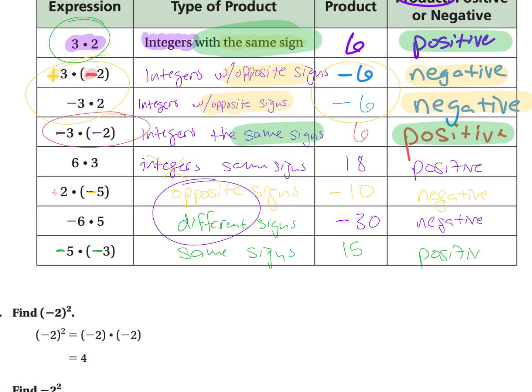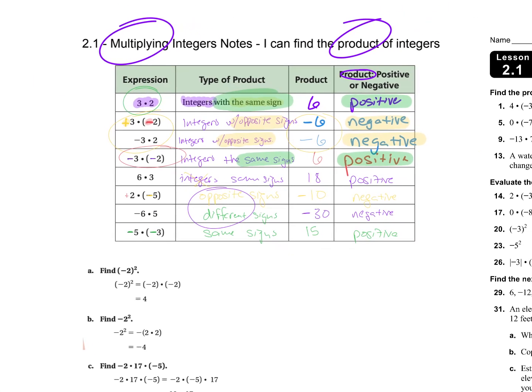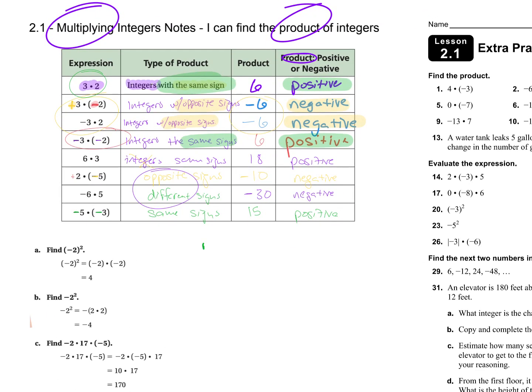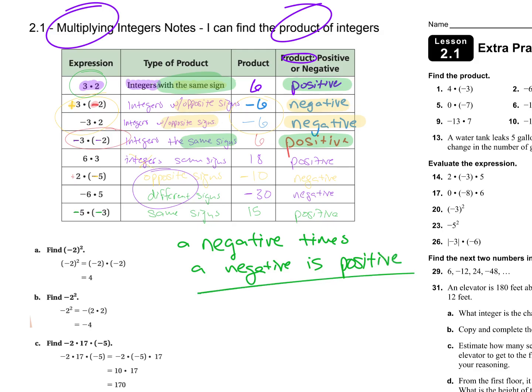They produce a positive. Now, one thing I want to say is, and I've heard this since I was your age, is this phrase: a negative times a negative is positive. Like, I've heard that phrase forever, and it's true. I mean, that's what just happened here, that's what happened here, and both of those produced positives, right?